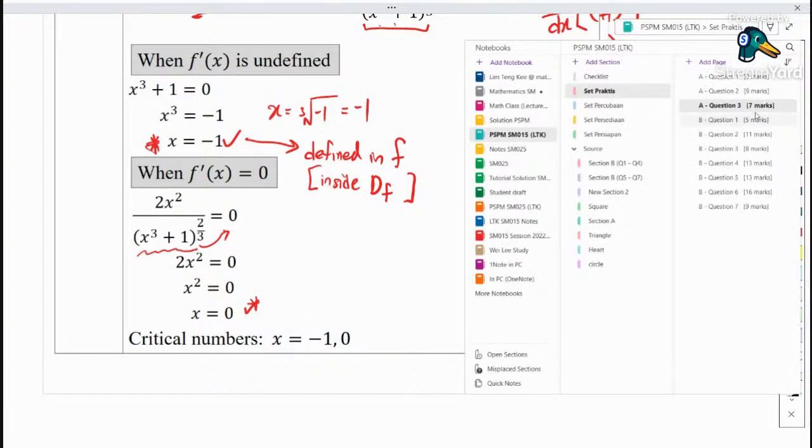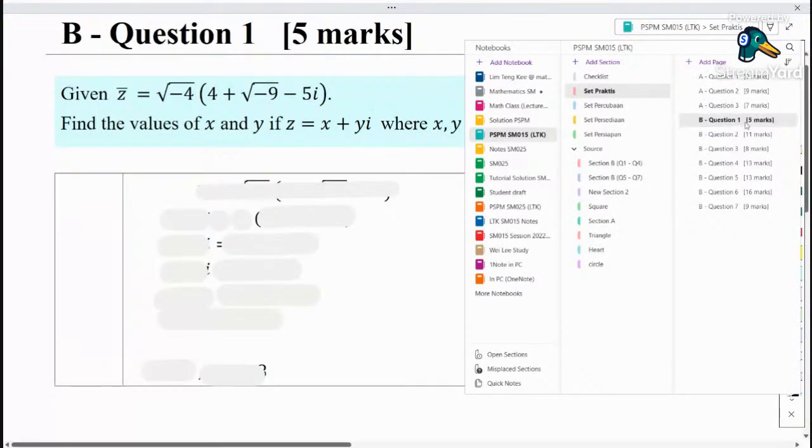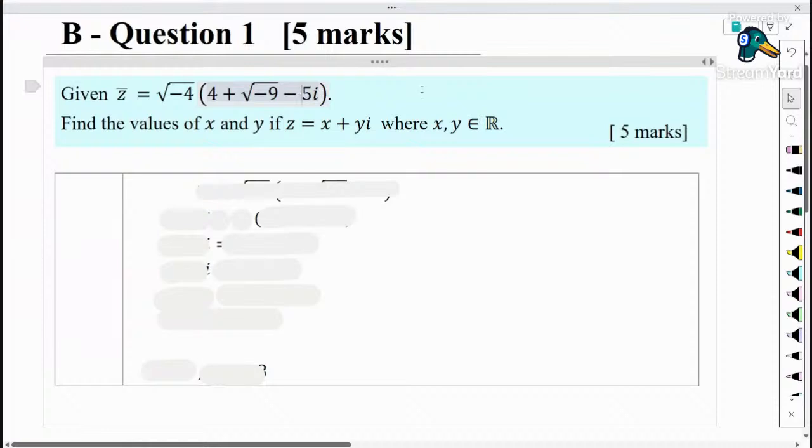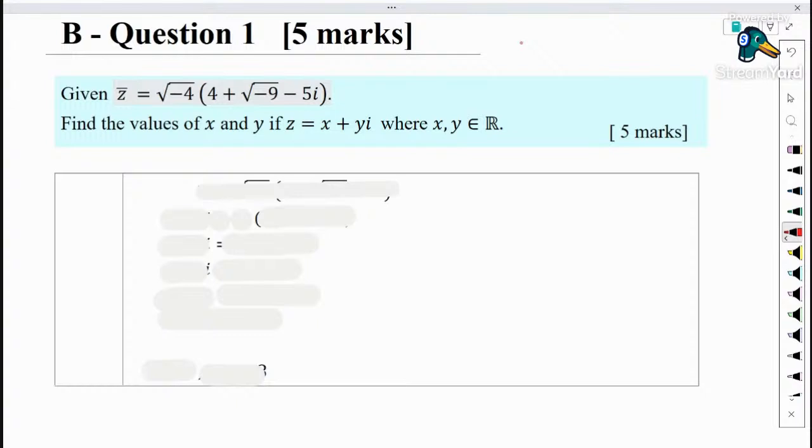Okay, then now we proceed with section B, question number 1. 5 marks is allocated for the question on complex number. In these calculations for complex number, one important thing that I want you to be alert on when solving this question is whenever you have the case of square root of, let's say, a negative number. For example, I have the case like -7.